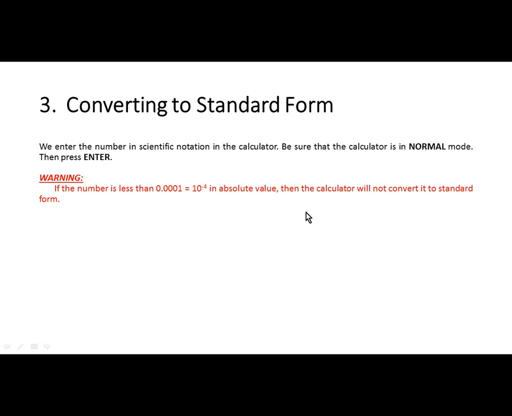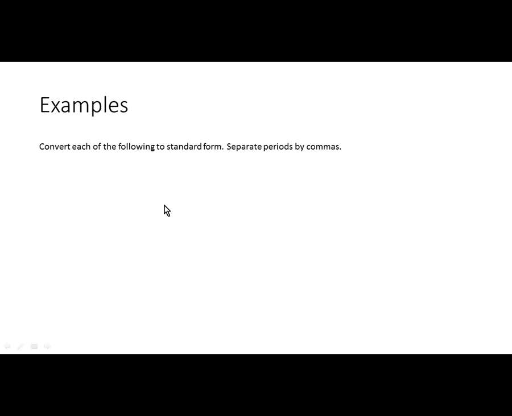That's because we had that one that had the exponent of -8 and it couldn't convert it back. For whatever reason, the TI calculators, if the number is less than 10 to the -4 in absolute value, cannot convert it back to standard form. In fact, it will give the answer in scientific notation, and there's no way to make it stop doing that.